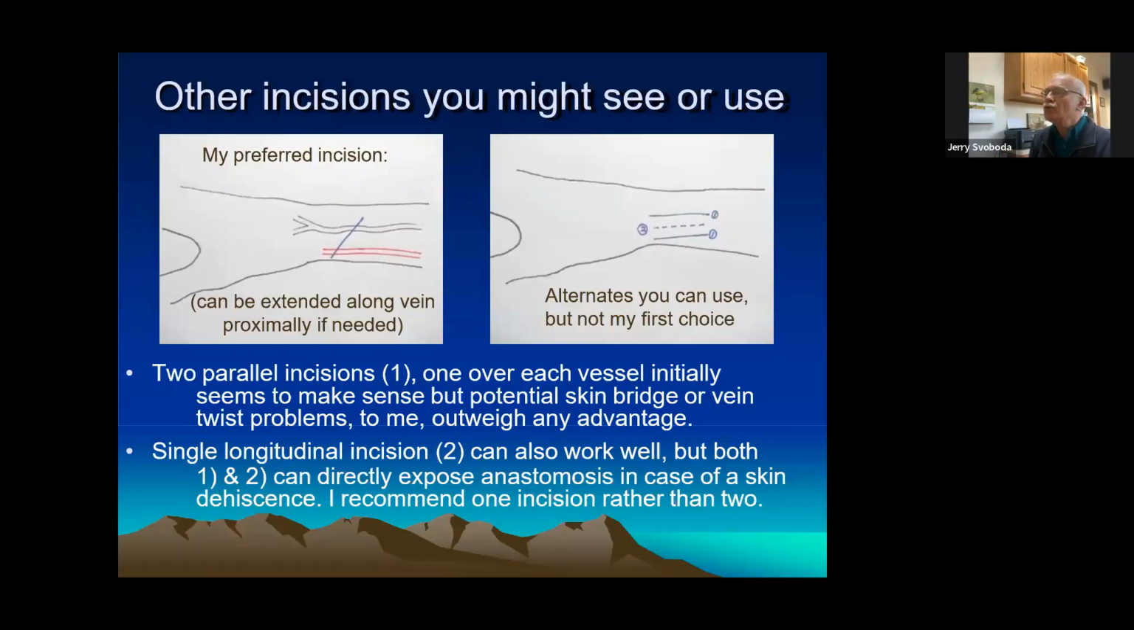Lines number 1, those 2 parallel lines, is what I started out using and what I was taught to use. But I quickly learned that the incision on the left gave the best results. You can also use incision number 2, a single incision. Which incision you choose, they can work almost equally well, but in case of a skin dehiscence, my experience is that the incision on the left is the safest. Skin incisions are very unusual in this kind of surgery.